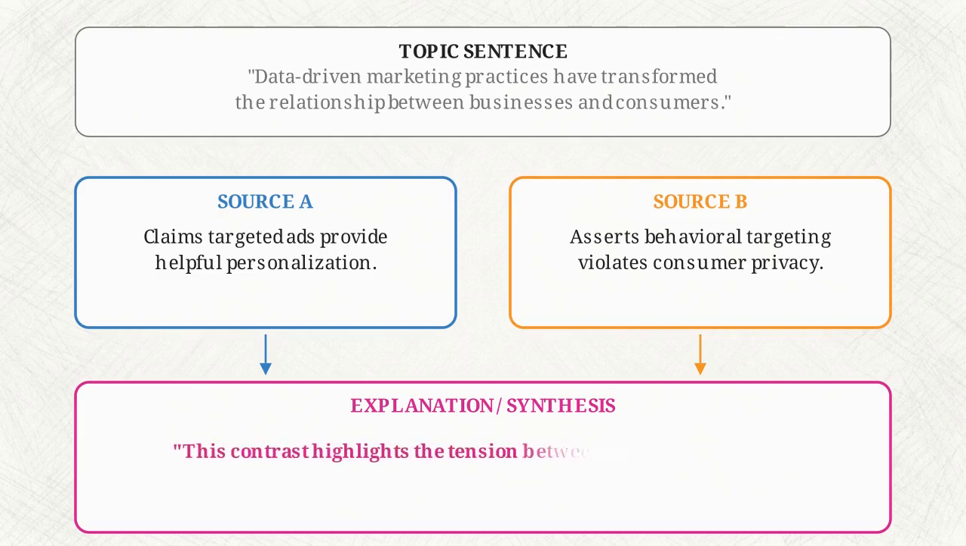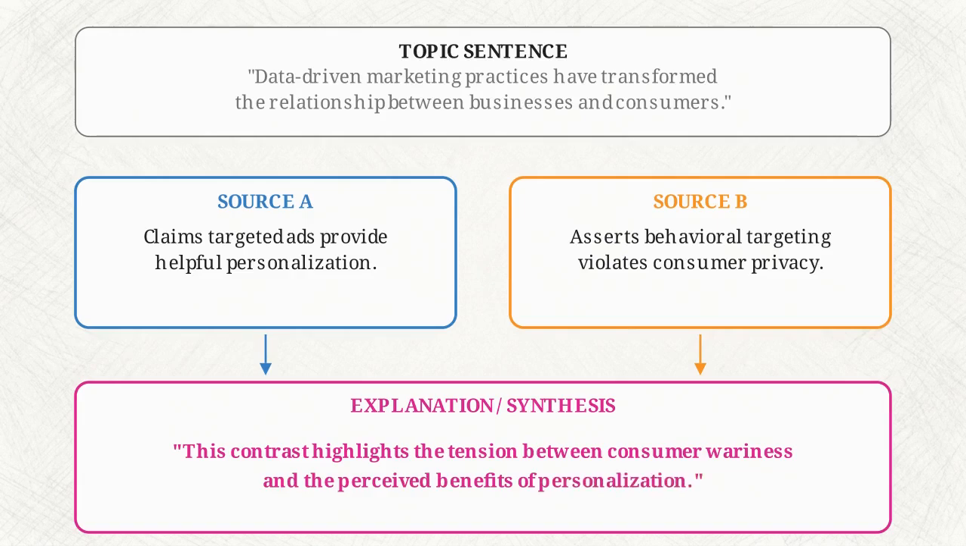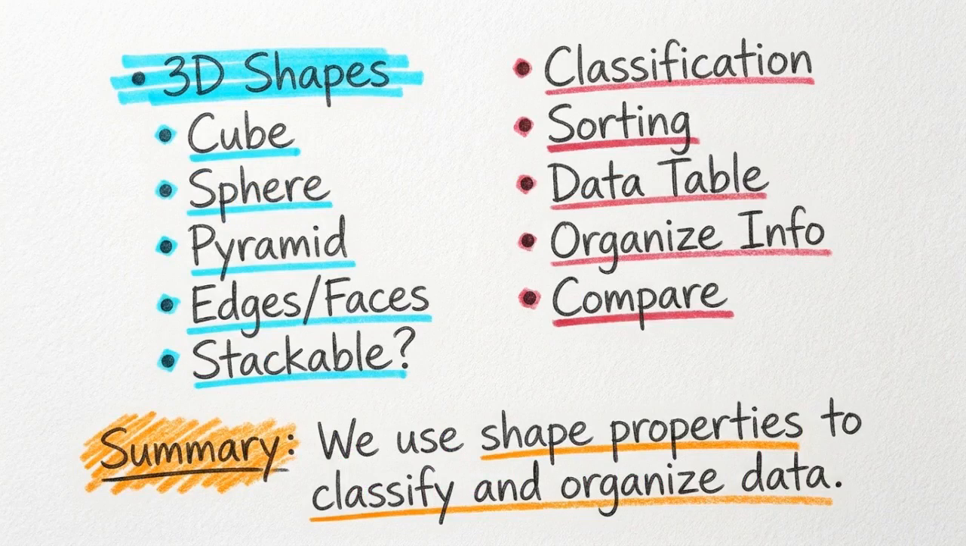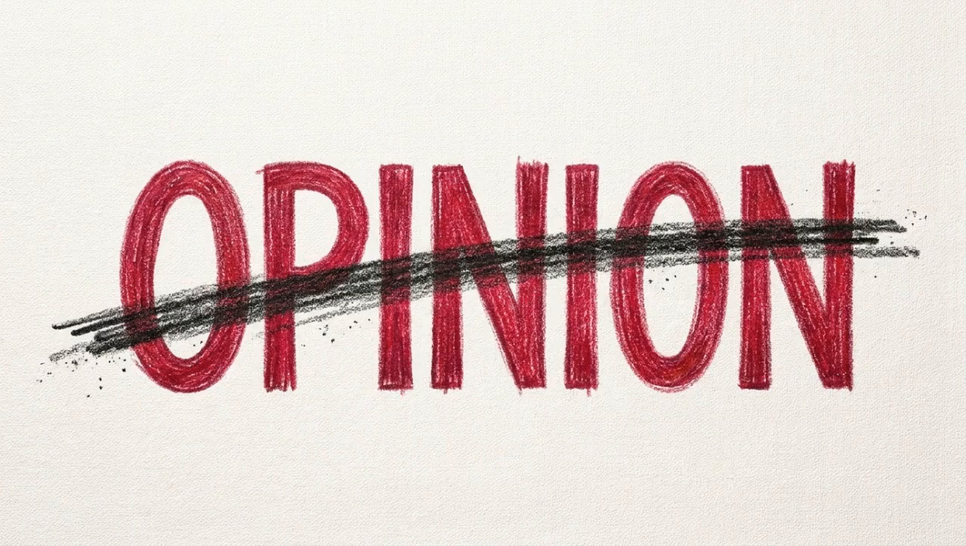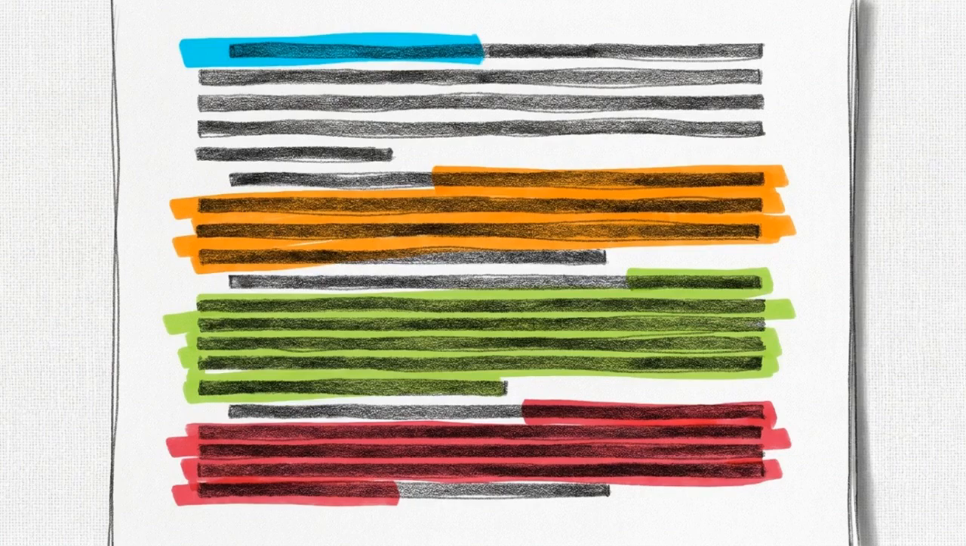This contrast highlights the tension between consumer wariness and the perceived benefits of personalization. Successful synthesis in an informative essay means accurately reporting on the tension and complexity between your sources, rather than attempting to resolve it with your personal opinion. When those components combine into a single cohesive body paragraph, you get a clear academic breakdown of the research.